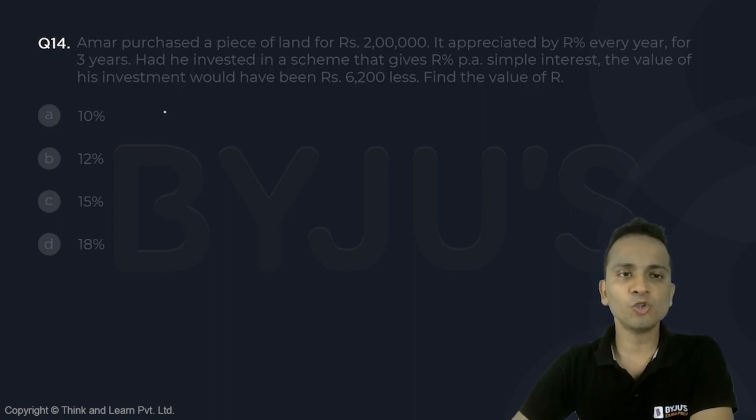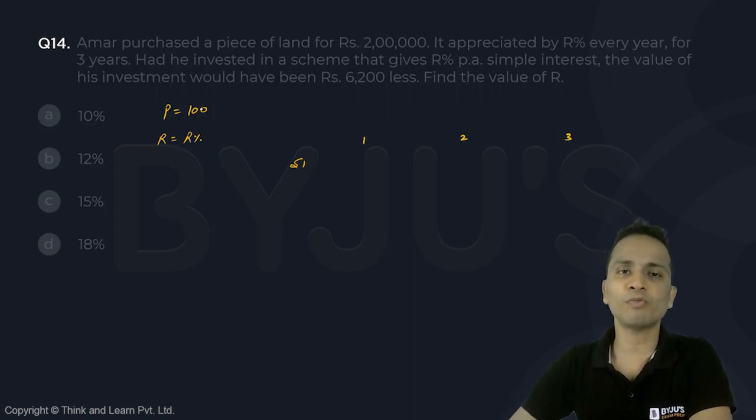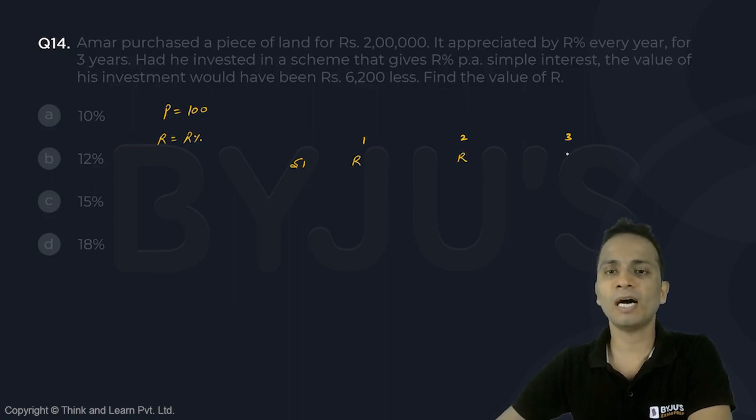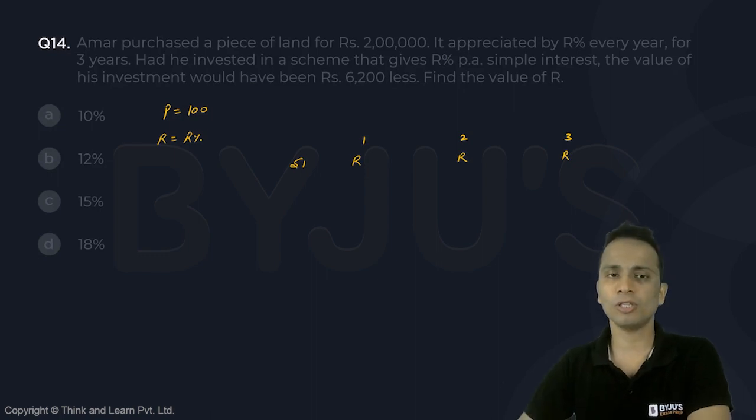If I assume the principal as 100, the rate of interest is given as R percent. On simple interest for the first year, second year, and third year, simple interest, R percent of 100, will be R. Second year, it will again be R, and third year, it will again be R. Simple interest remains the same for all the years.